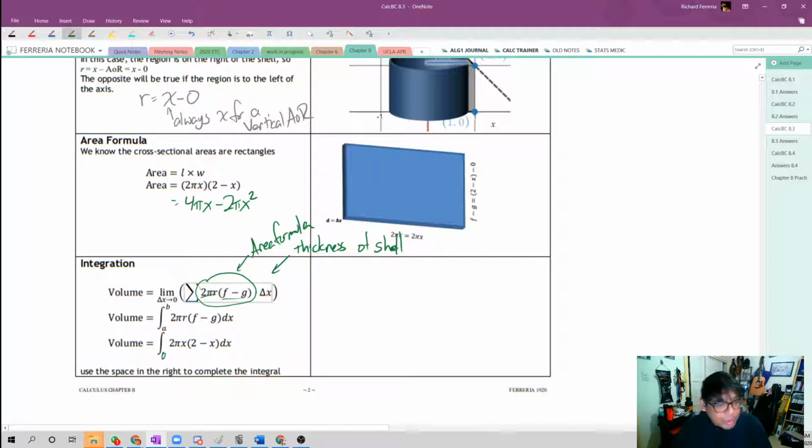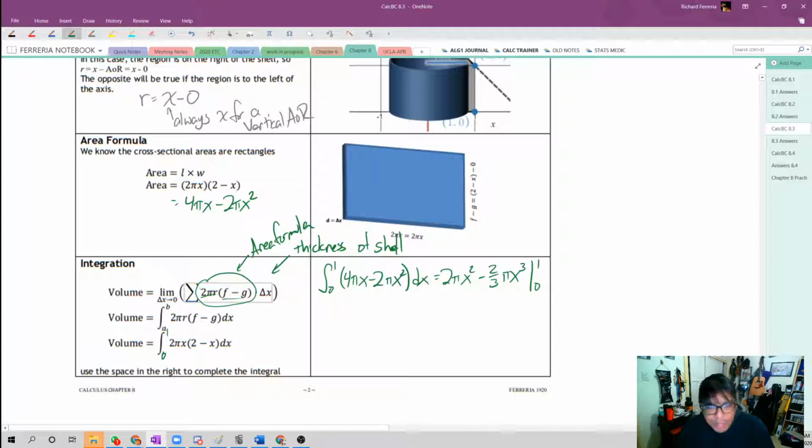We're going from 0 to 1. So the integral from 0 to 1 of, what was this? 4 pi x minus 2 pi x squared dx. That's going to give me 2 pi x squared minus 2/3 pi x cubed from 0 to 1.